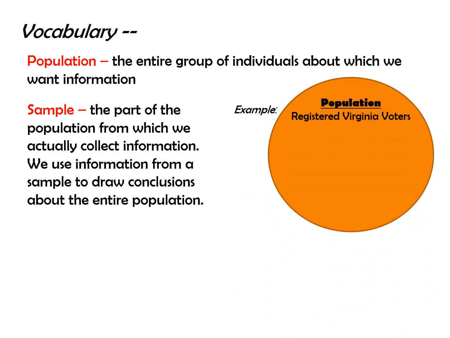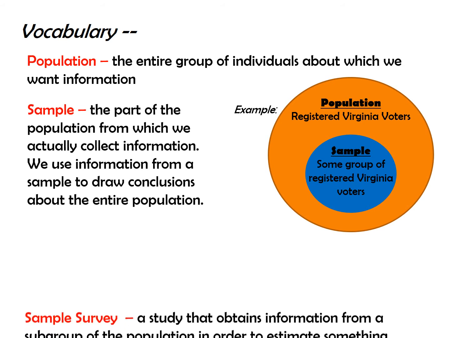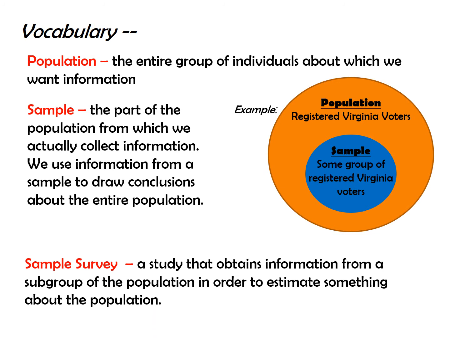So in this example, our population would be registered Virginia voters. We talked about that it's impossible to probably survey all 5 million plus, so instead we'll take a smaller group of individuals who are registered to vote and we'll ask them who they're going to vote for. This is called a sample survey. It's a study that obtains information from a subgroup of the population in order to estimate something about the population. So the sample is the actual group we gather information from. The process of gathering information is called a sample survey.